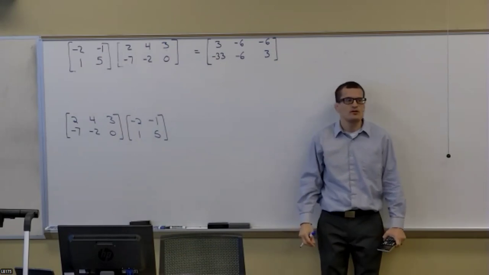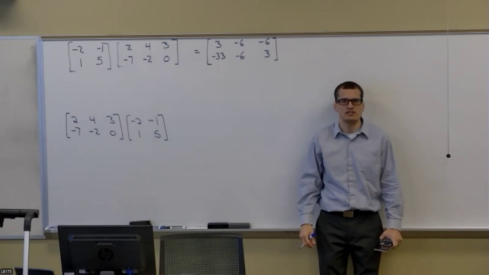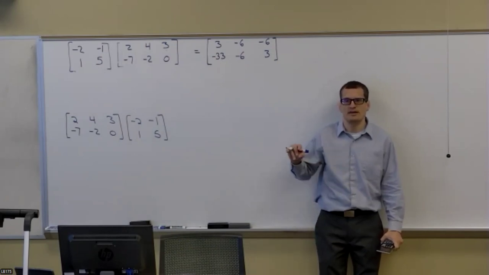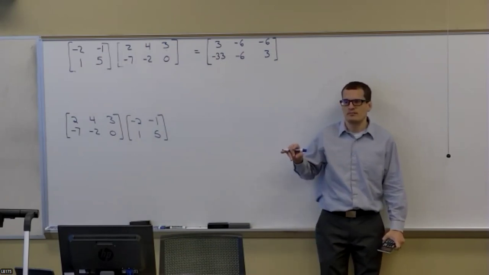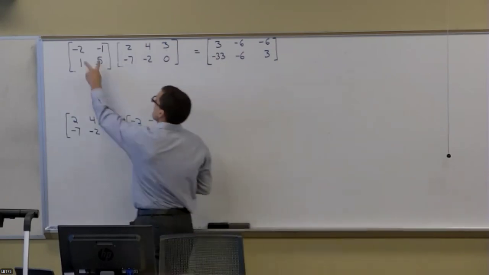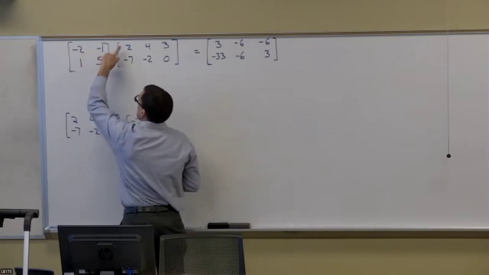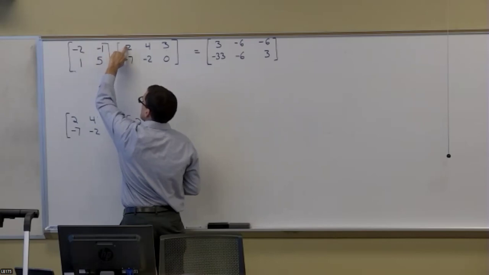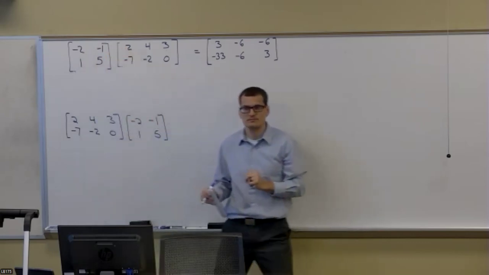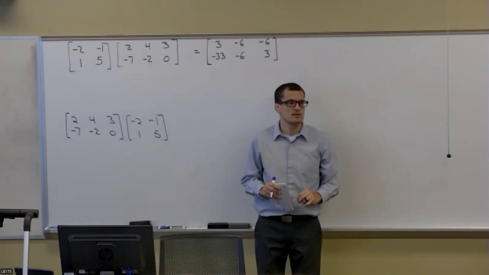Okay. So even while these two matrices weren't the exact same dimensions, I could multiply them because the number of entries in a row here match up with the number of entries in a column here. Right.